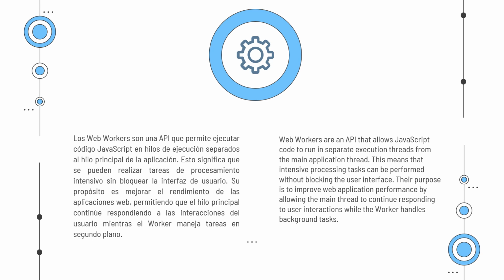What is a web worker? Web workers are an API that allows JavaScript code to run in separate execution threads from the main application thread. This means that intensive tasks can be performed without blocking the user interface. Their purpose is to improve web application performance by allowing the main thread to continue responding to user interaction while the worker handles background tasks.